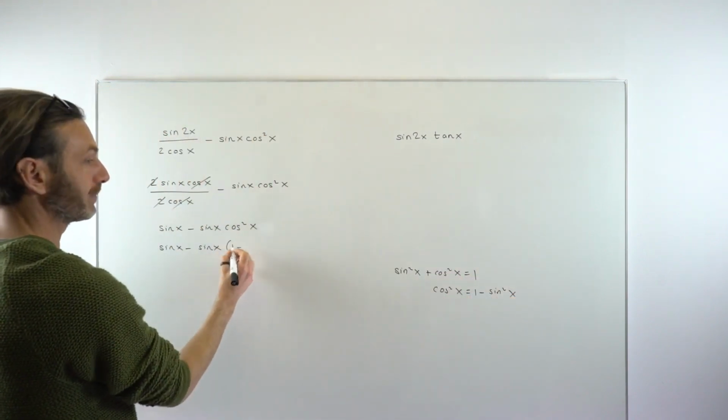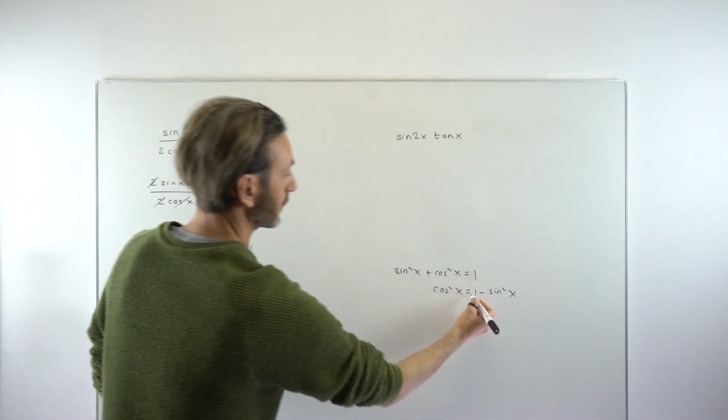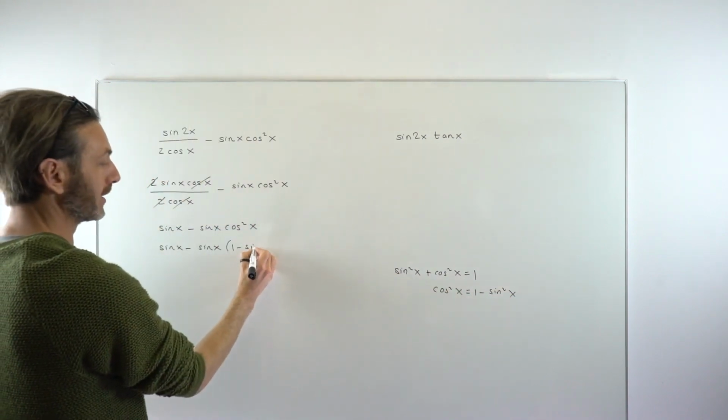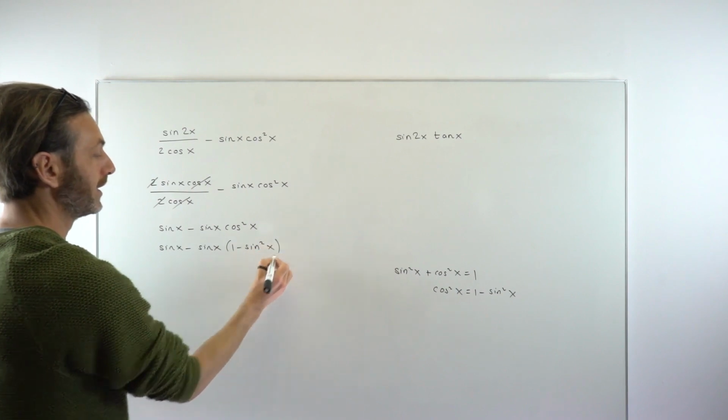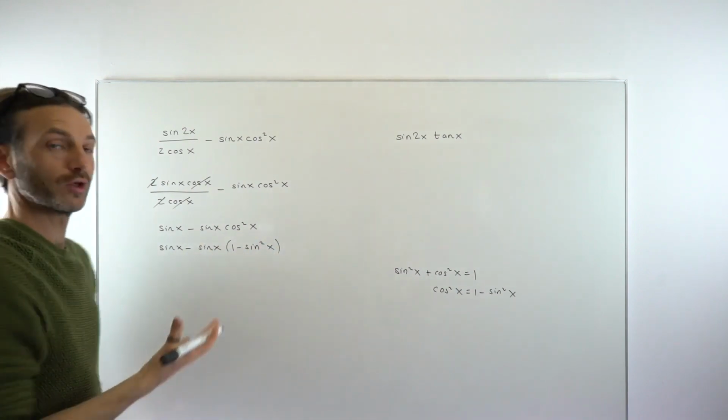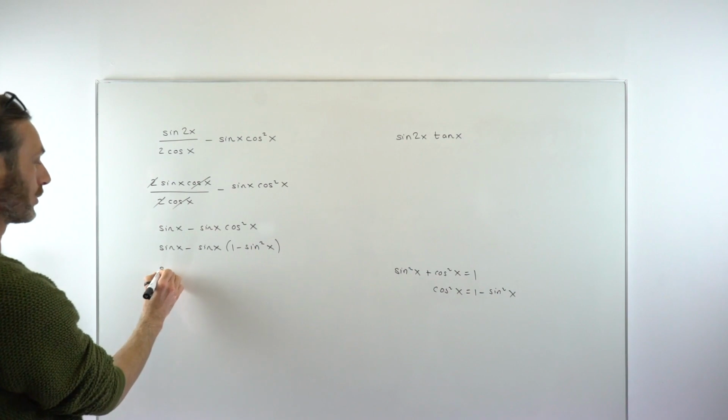So bracket, need a bracket because there's two parts to this expression. So bracket 1 minus sine squared x. And that gets us well on our way. And the rest is just basically going to be algebra. I'll just quickly finish this one off.